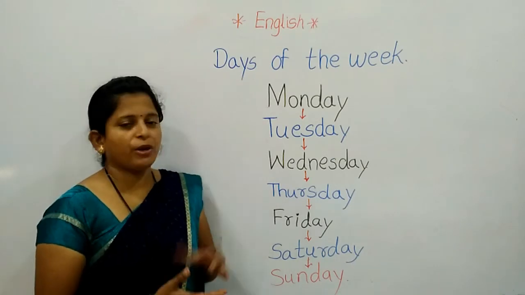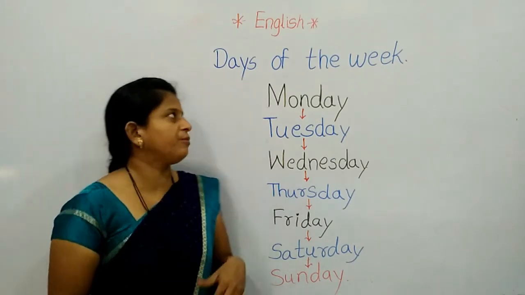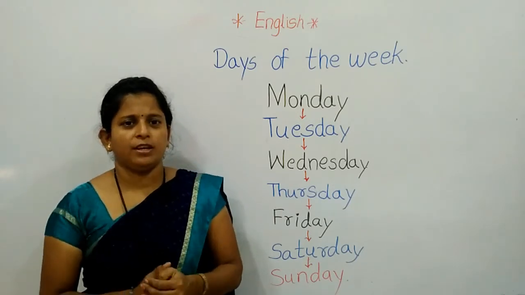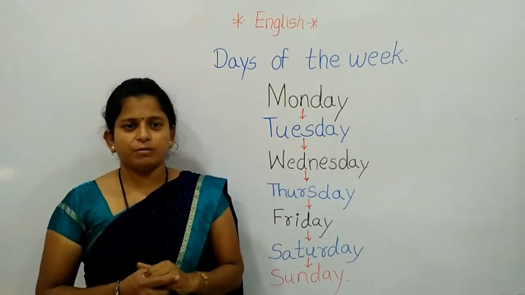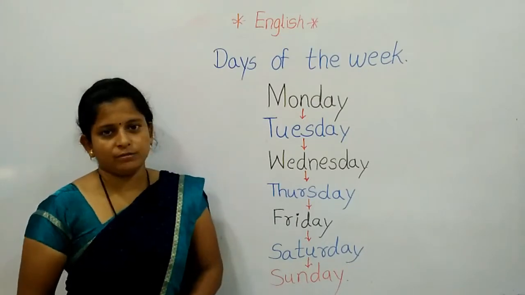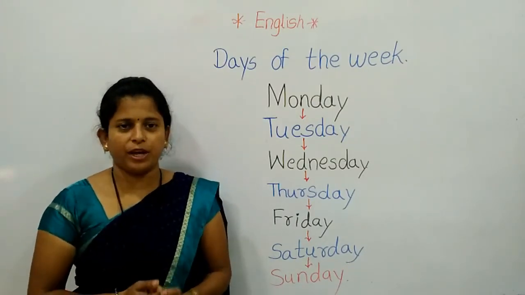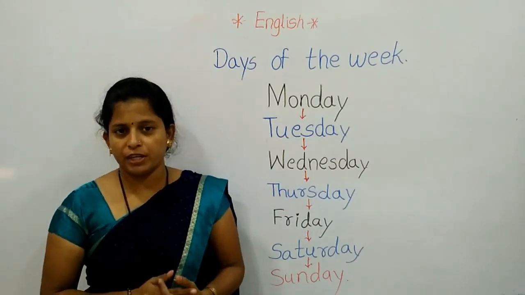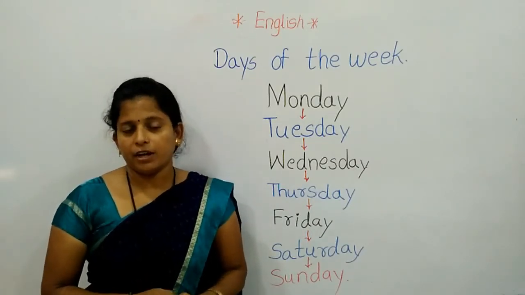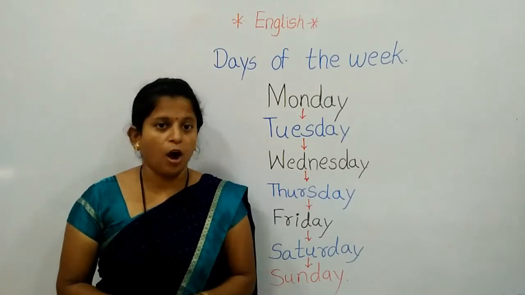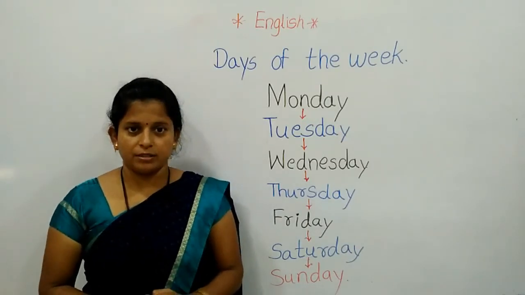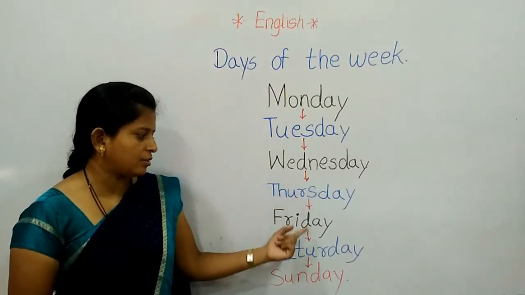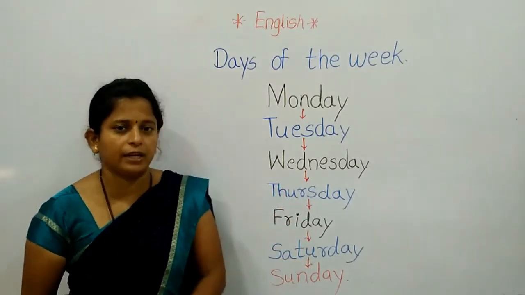Hi everyone, today we are going to learn the new concept which is days of the week. What is meant by days of the week? Days of the week means वार, आठवड्याचे वार. Now, how many days are in a week? There are 7 days in a week. Which are these? Monday, Tuesday, Wednesday, Thursday, Friday, Saturday and Sunday.